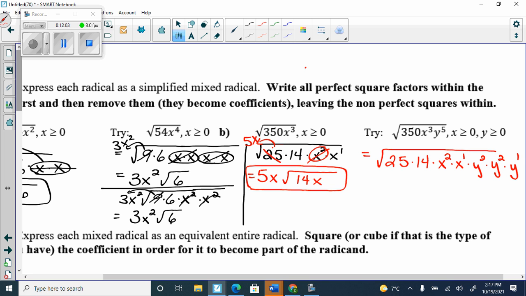So the 25 comes out as a 5. The x squared comes out as an x. The y squared comes out as a y. The y squared comes out as a y. What's a y times a y? A y squared. And then the rest stays in, right? So on the outside I'm left with 5xy squared. And on the inside I'm left with 14xy.